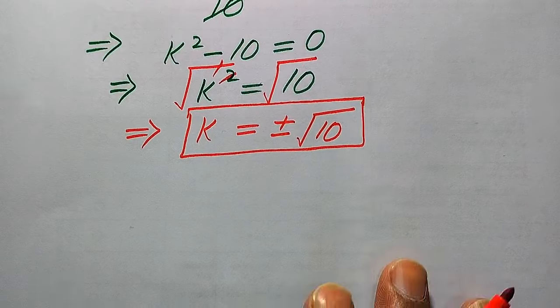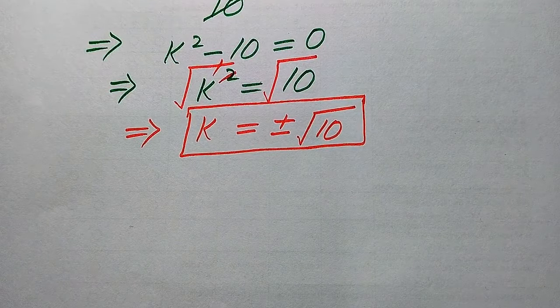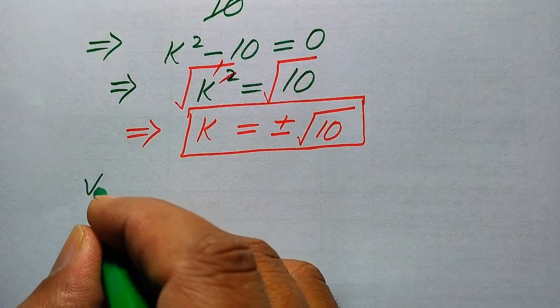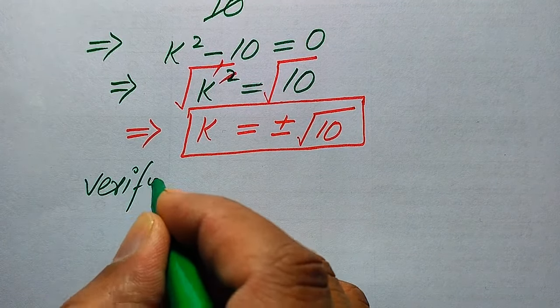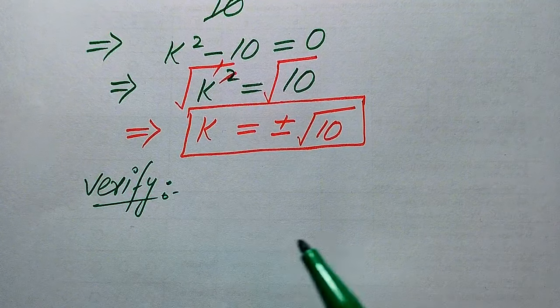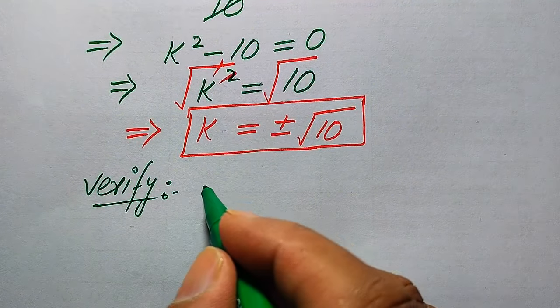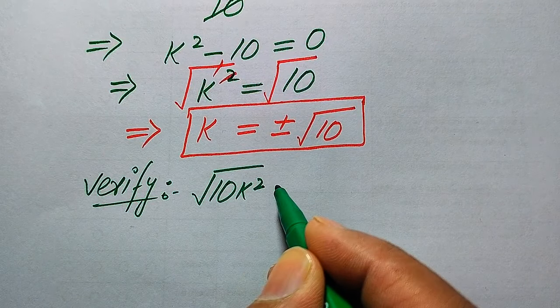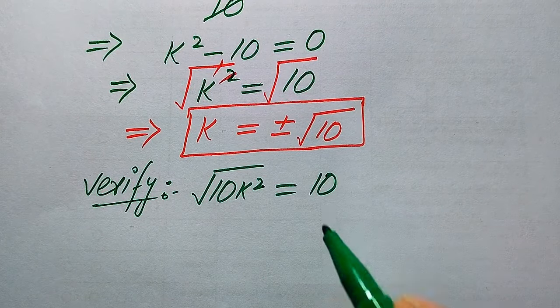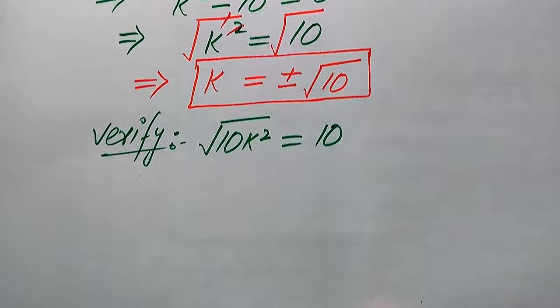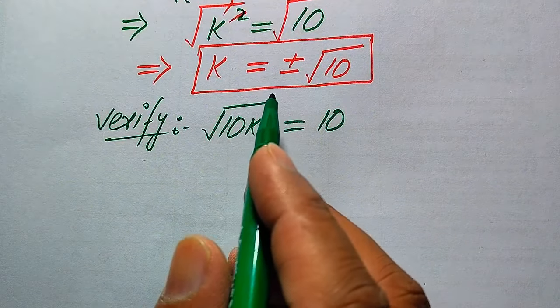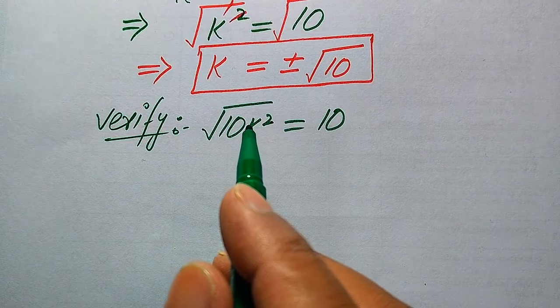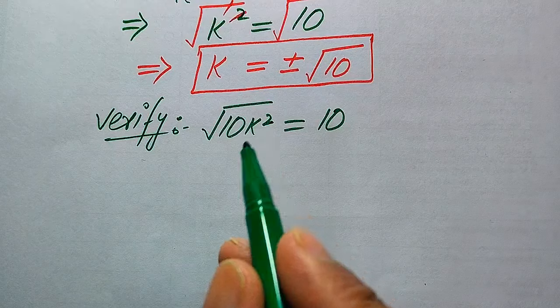But now, in the next step, we need to verify whether these values of k are solutions or extraneous roots. So for verification, we need to copy down the given question statement here: the square root of 10 times k squared is equal to 10. And here we just substitute both of these two values of k into the left-hand side, and we check its behavior.